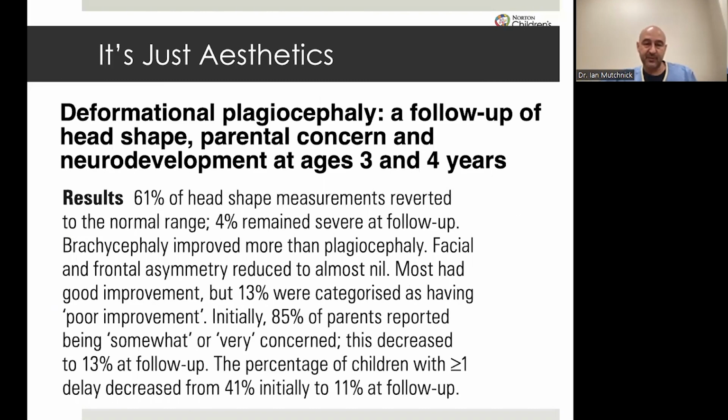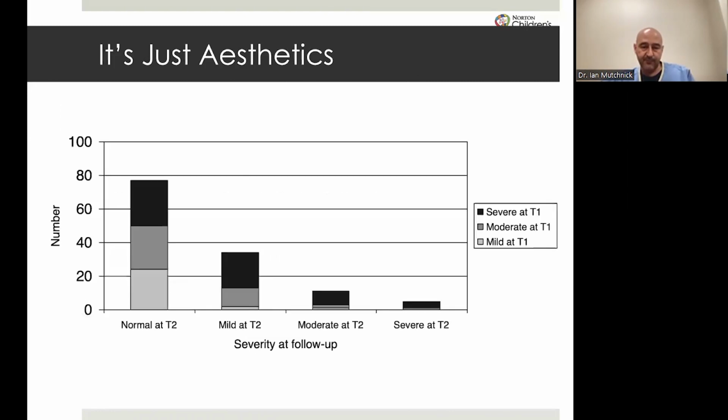61% of head shape measurements reverted to the normal range, whether they were mild, moderate, or severe. 4% of these kids remained severe at follow-up. Brachycephaly improved more than plagiocephaly. So if it was straight midline flattening, it improved more than lateral plagiocephaly. And facial and frontal asymmetry reduced almost to nil. So even if they maintained a pretty robust plagiocephaly, their facial and frontal asymmetry was essentially normal in everybody at last follow-up.